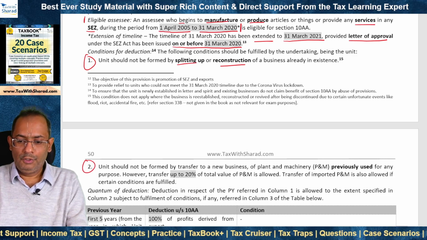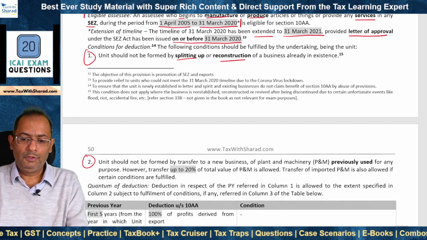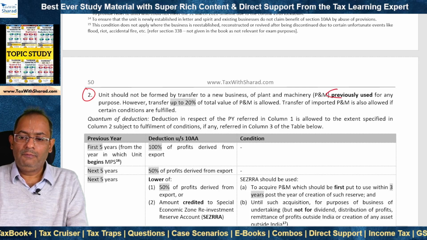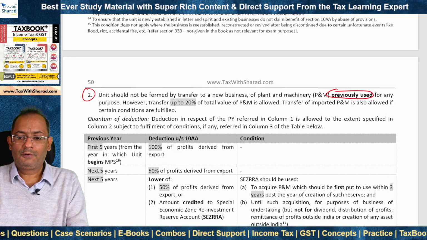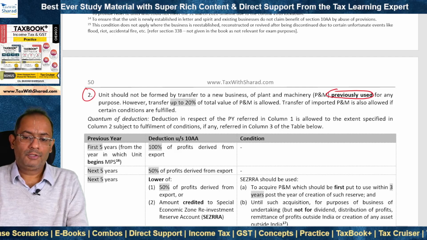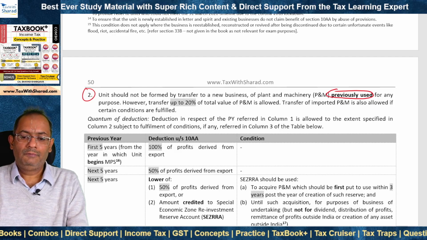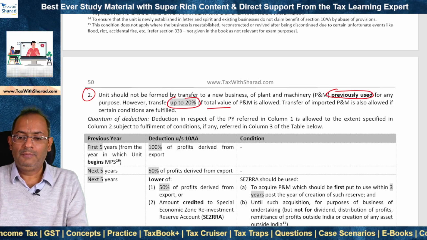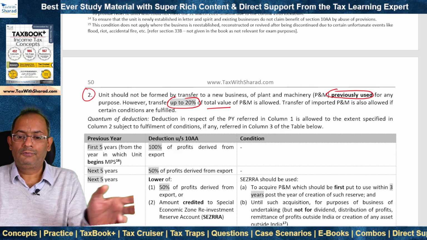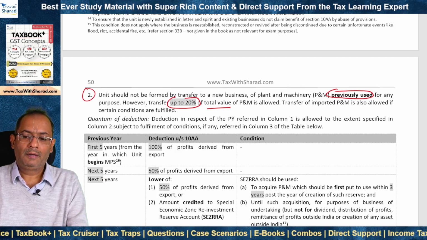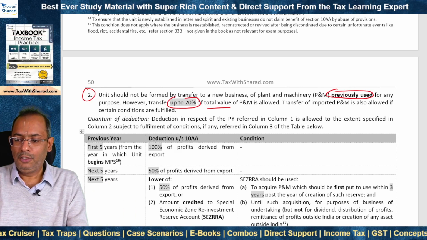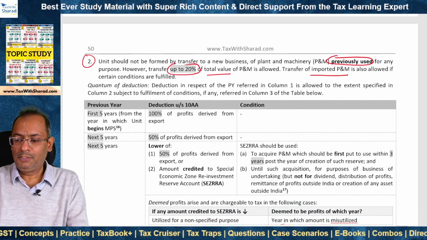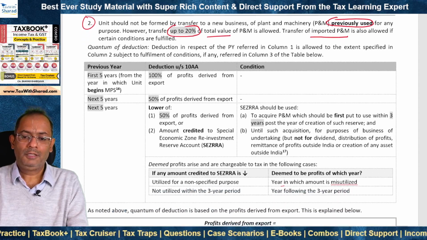Number two, the unit should not be formed by transfer to the new business of a second-hand plant and machinery, that is, plant and machinery previously used for any purpose. So transfer of second-hand plant and machinery is not allowed. However, there is a relaxation provided up to 20% of the total value of plant and machinery. So up to 20% of the total value of second-hand plant and machinery is allowed, but the rest, of course, should be newly acquired plant and machinery. So if these two basic conditions are satisfied, then deduction is allowed under Section 10AA.